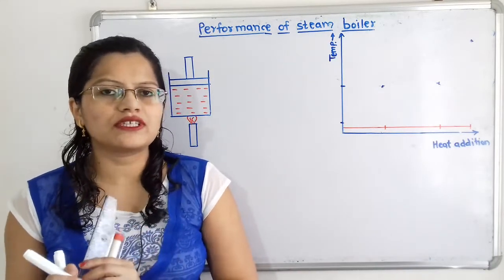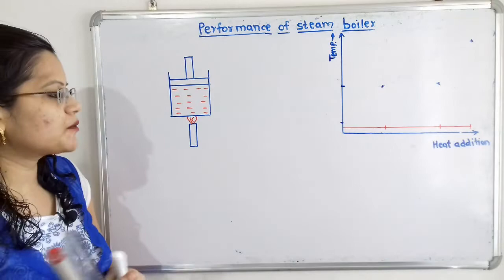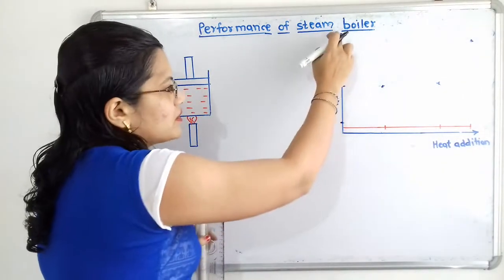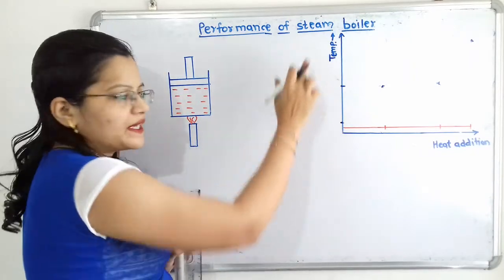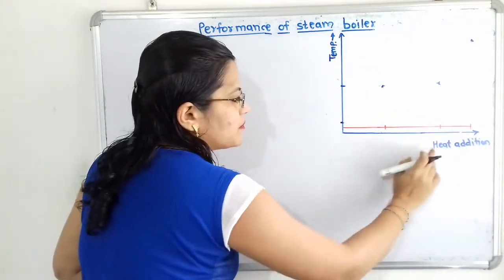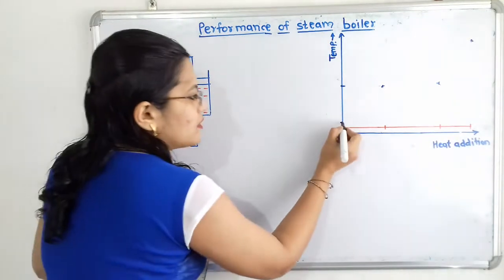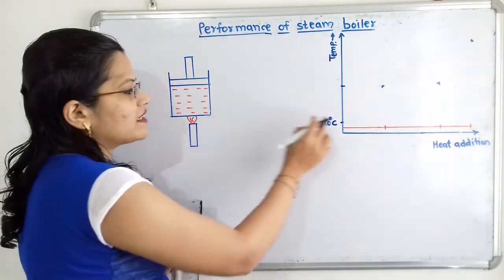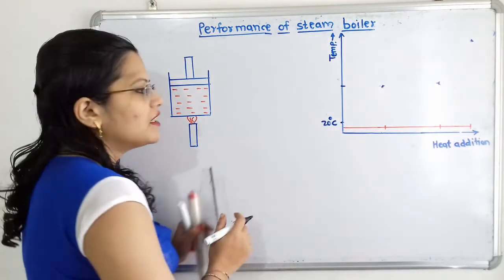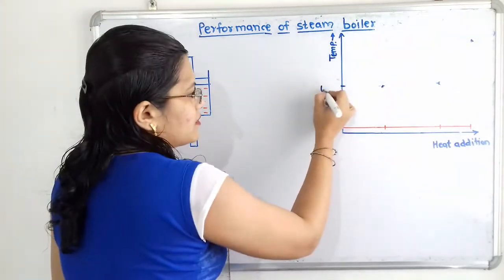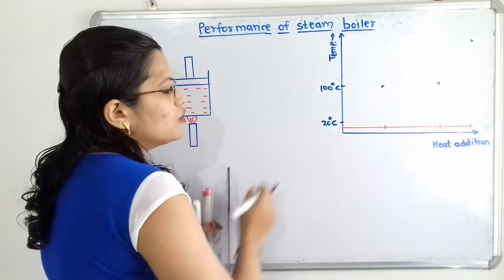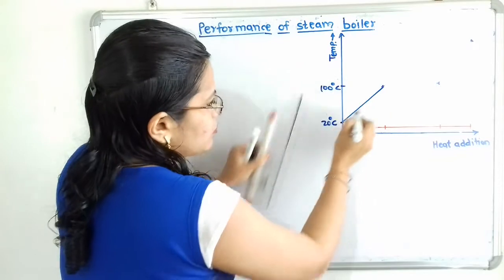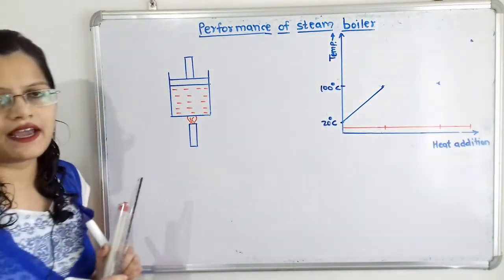So we will show this process. The initial temperature of water is 20 degrees Celsius. On this vertical line we will plot temperature and on this horizontal line we will plot the heat addition. So initial temperature of water is 20 degrees Celsius. As we add the heat, temperature will get increased up to 100 degrees Celsius. So here is the 100 degrees Celsius. Heat addition is also taking place, so we have to show this inclined line.